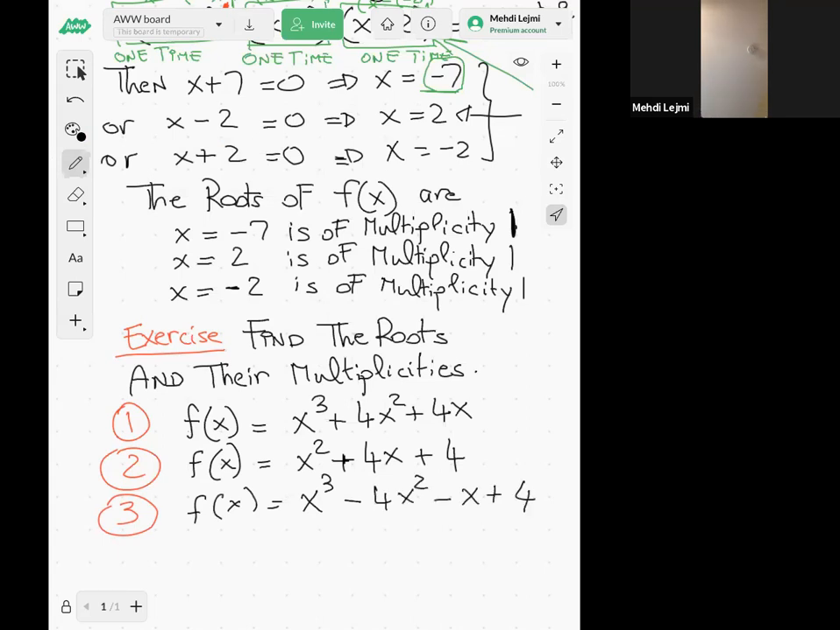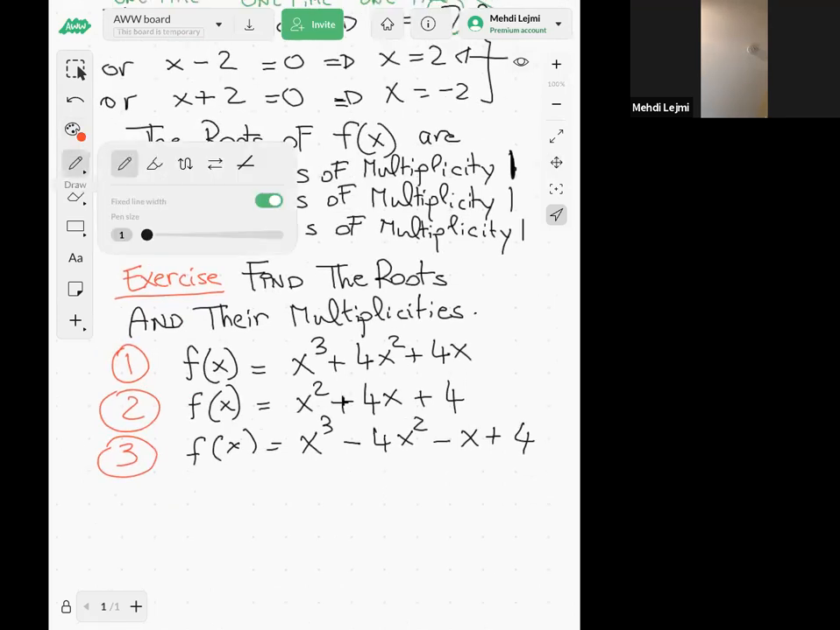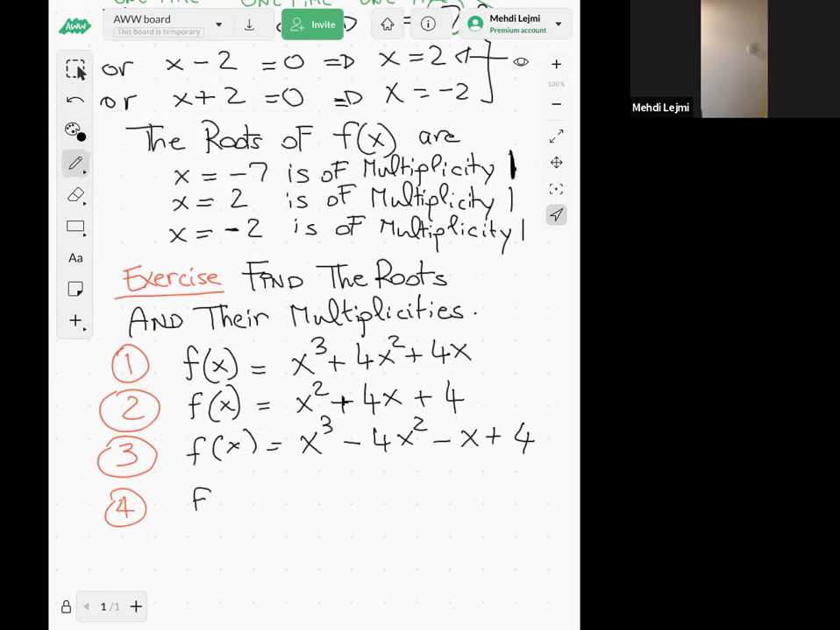All right. Number 4. f of x is x to the power 4, x fourth, minus 3x cubed plus 2x squared, right?